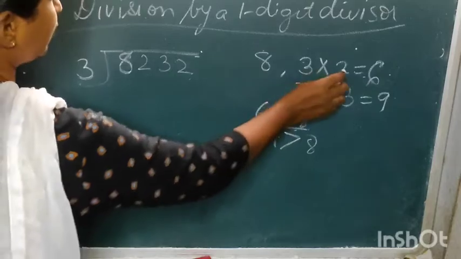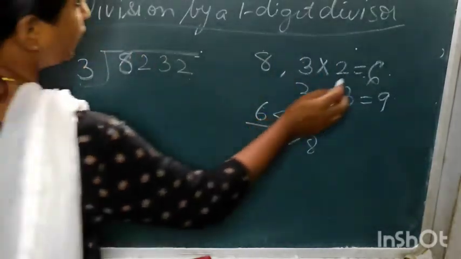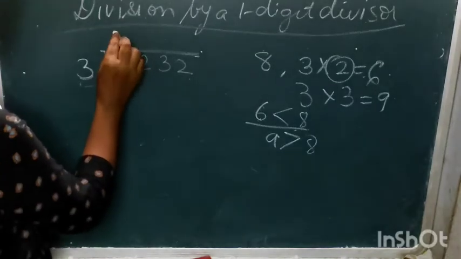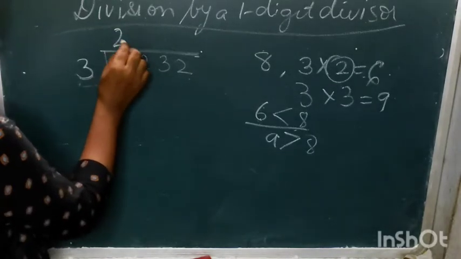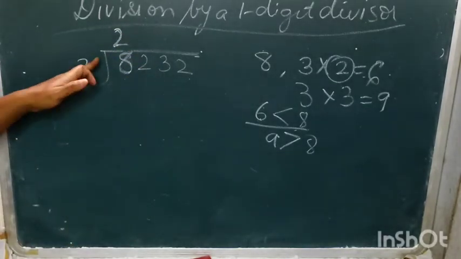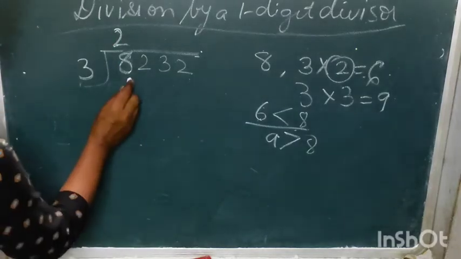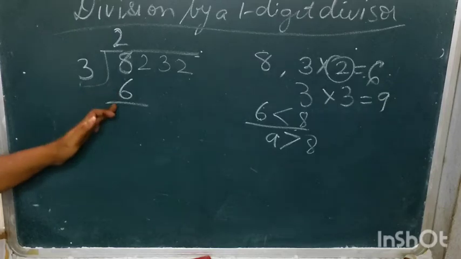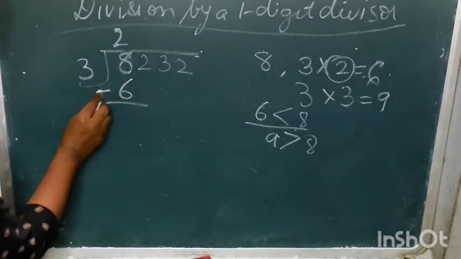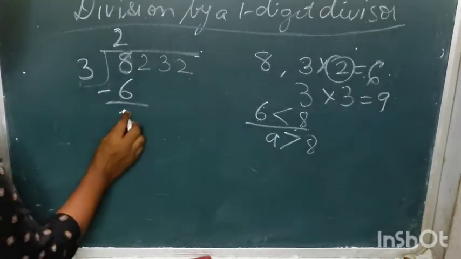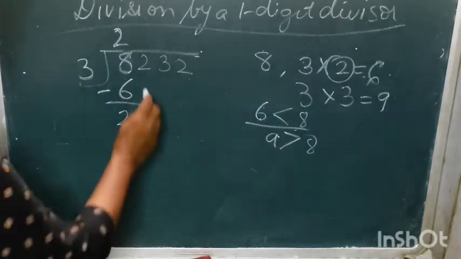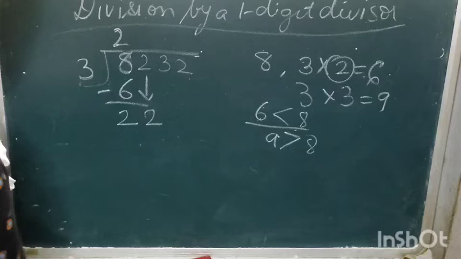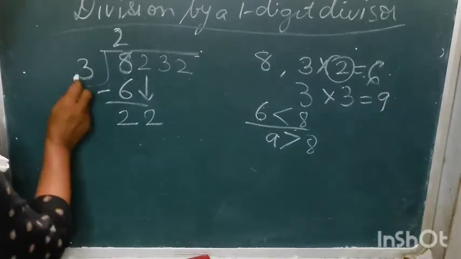Since 3 into 2 is 6, we will write 2 as the quotient in the thousands place. 3 into 2 is 6, which we write in the thousands place under 8. Then we subtract, and we get 2. Bring this 2 down, because 2 is less than 3.